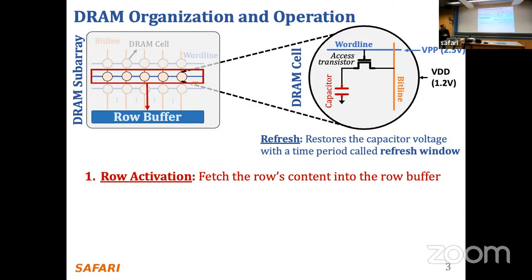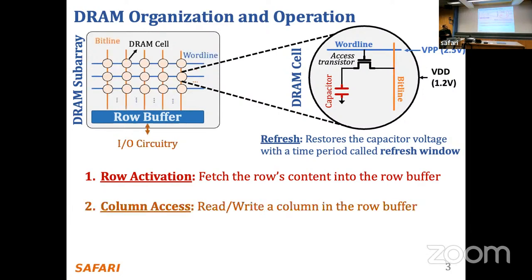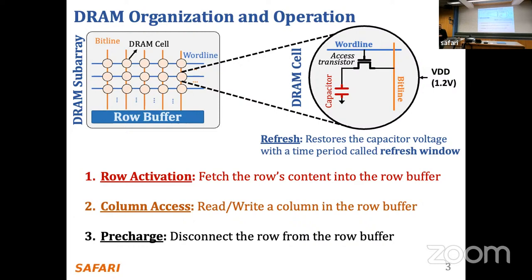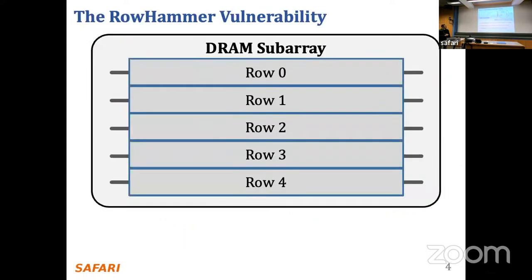To do this operation, we drive the word line with another voltage called VPP, which is nominally around 2.5 volts. As you can see, there is a significant difference between this word line voltage and the other supply voltage called VDD. When we drive the word line with this, our cell is connected to the row buffer, and we can perform all column accesses to the row buffer. Then once we need to access data from another DRAM row, we need to precharge the bank so that we prepare it for the next row activation.